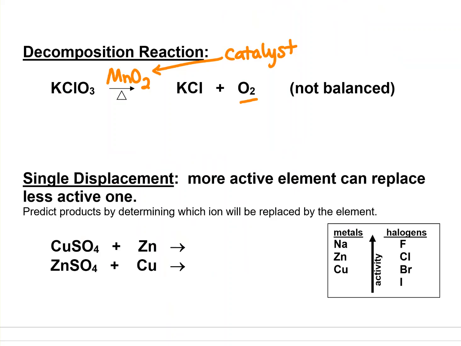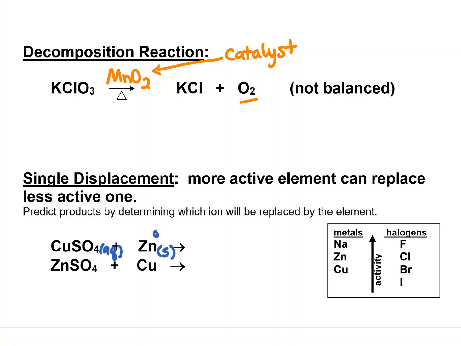On the single displacement reactions, a more active element can replace a less active one. And you do need to have an idea about how to predict products on these. Let's look at the top one. So zinc is not an ion here, it's the solid. I put a 0 up there for its oxidation state. And you'll see this is a solution.